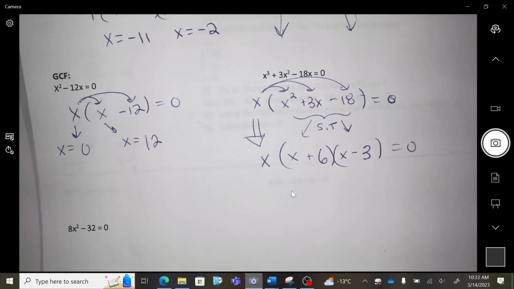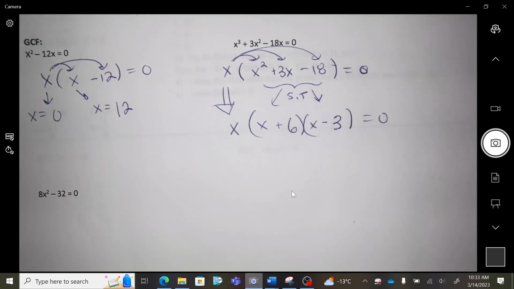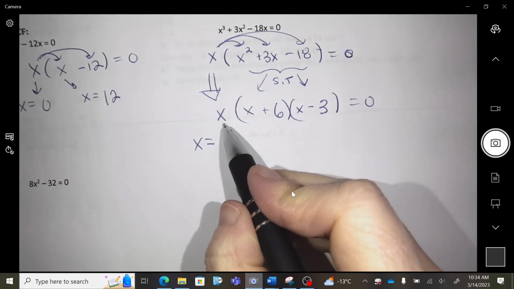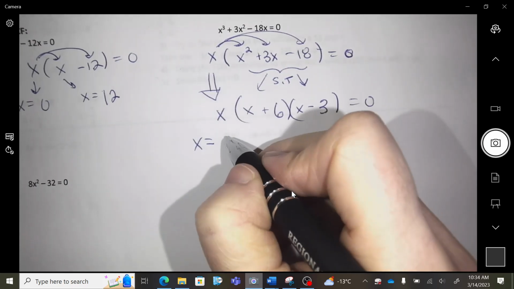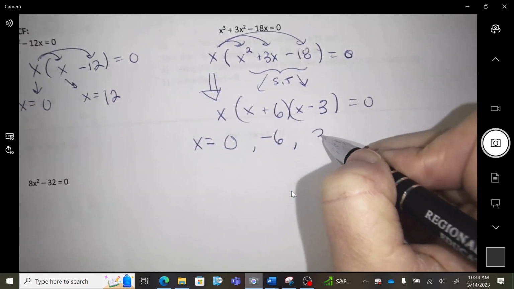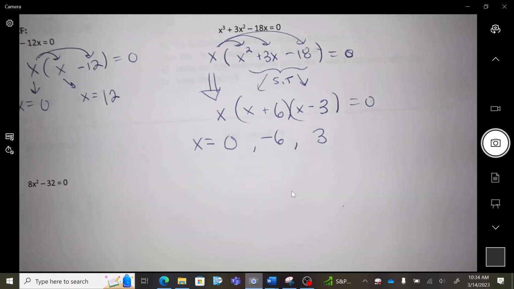So this one has 3 answers for x. x could be something, something, and something. There's 3 numbers. So do you remember this one? 0, negative 6, and positive 3. That's a whole other ball game to graph. You learned that in grade 12. We graph those.